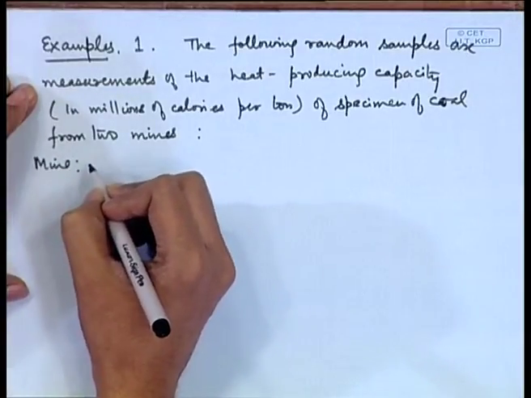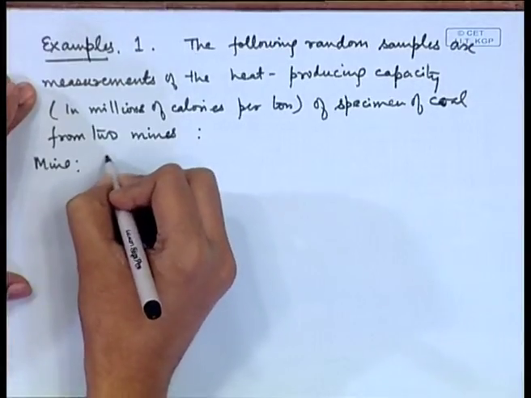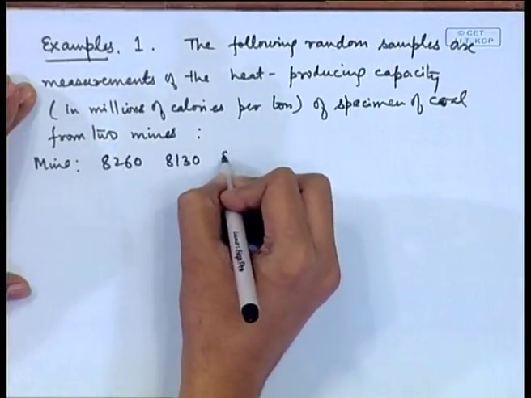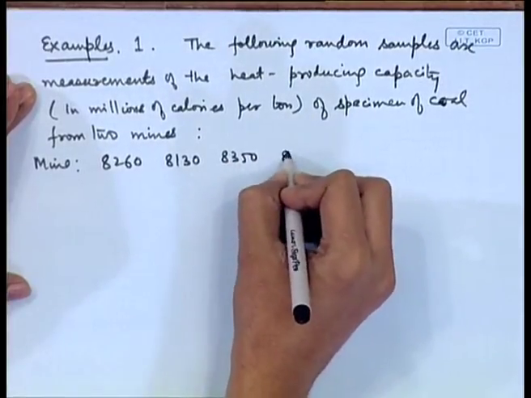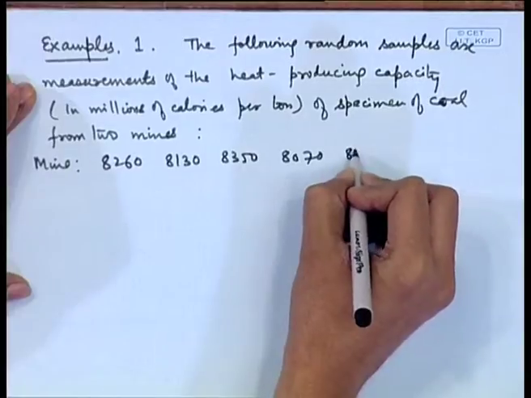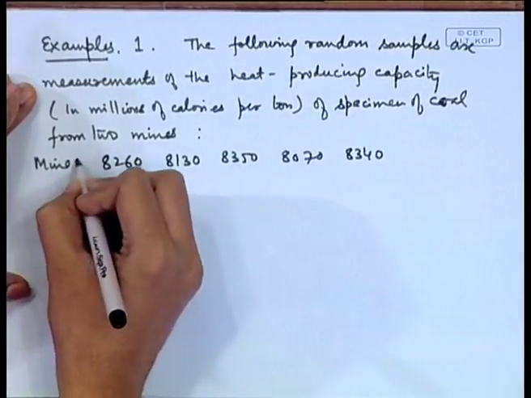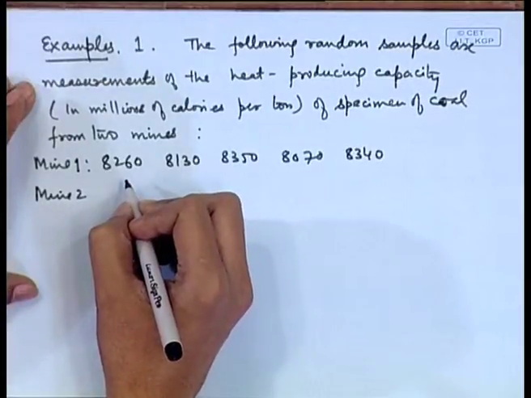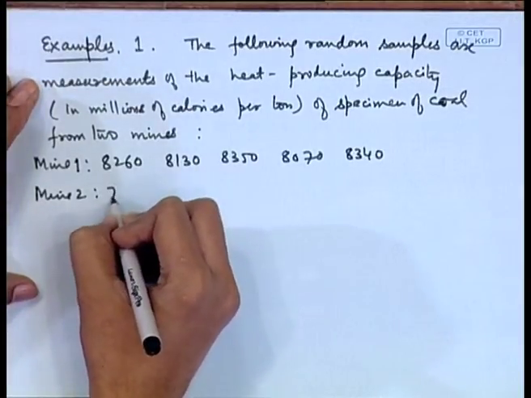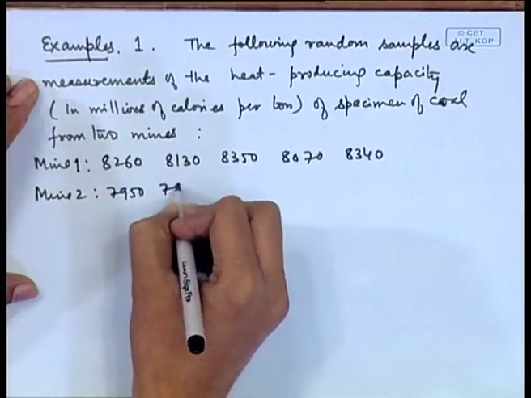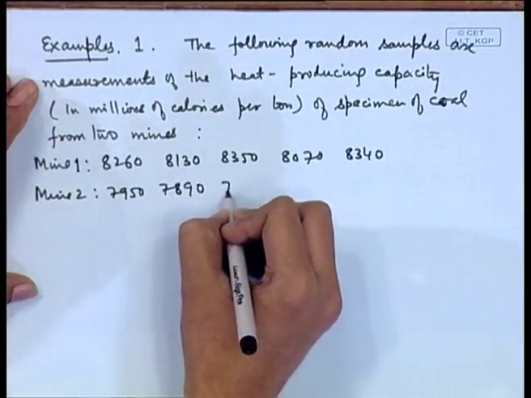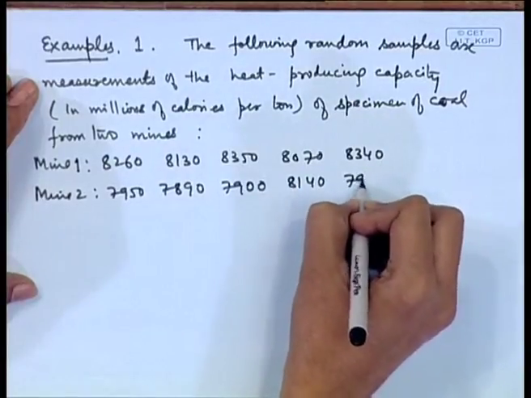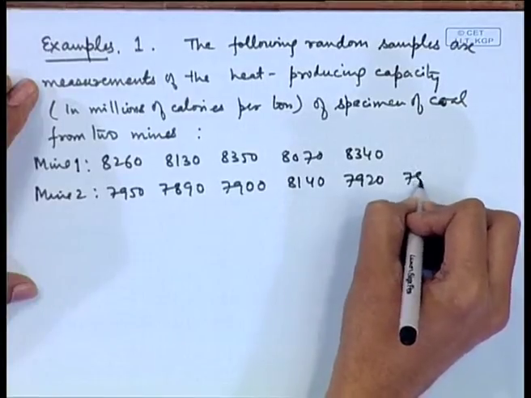5 measurements are taken, the values are 8260, 8130, 8350, 8070, 8340. In mine 2, 6 observations were taken: 7950, 7890, 7900, 8140, 7920 and 7840.